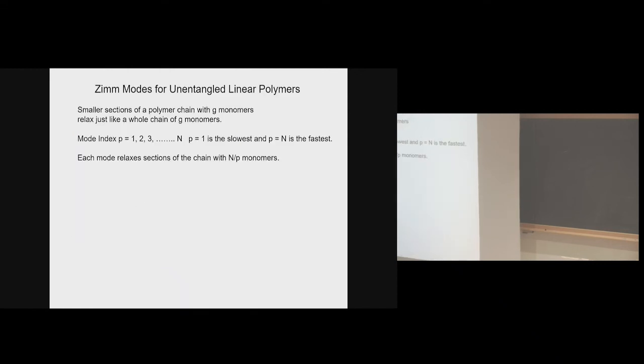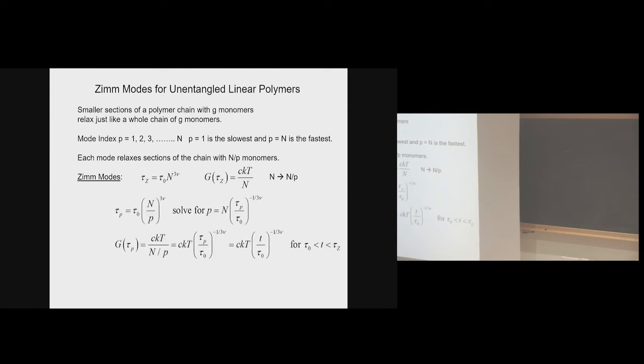So we can do the same trick with the Zimm model. Again, it's the same mode indices, and p equals 1 is the slowest mode, and p equal to N is the fastest motion of the individual monomers. Each relaxation mode is going to relax sections of the chain with N over p monomers. So whenever we see N, we're going to put in N over p. And so we do the same trick. We do it first for the relaxation time. We solve for p, and we get this. And then we have also N over p for the modulus, and we put this p into there to get this one. And now we have a different exponent of minus 1 over 3 nu.